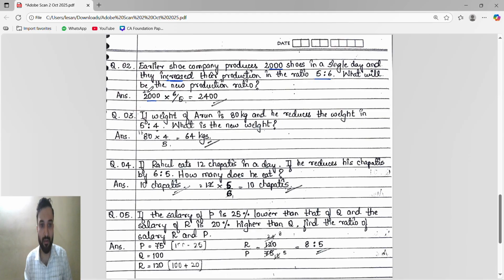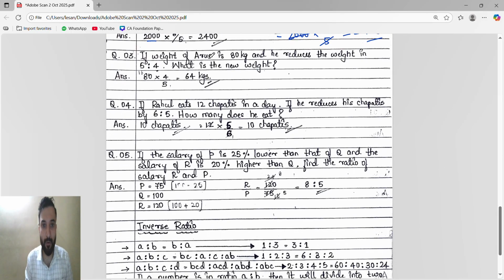So first you will write down this question, and the answer is the given quantity into inverse. Inverse means it was 5:6, the inverse will become 6/5. So 2000 divided by 5 means 400. 400 into 6 is 2400. That's it.